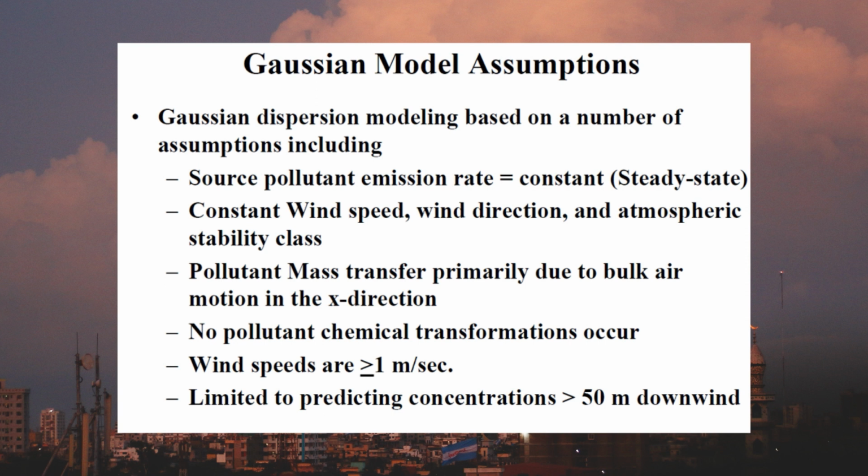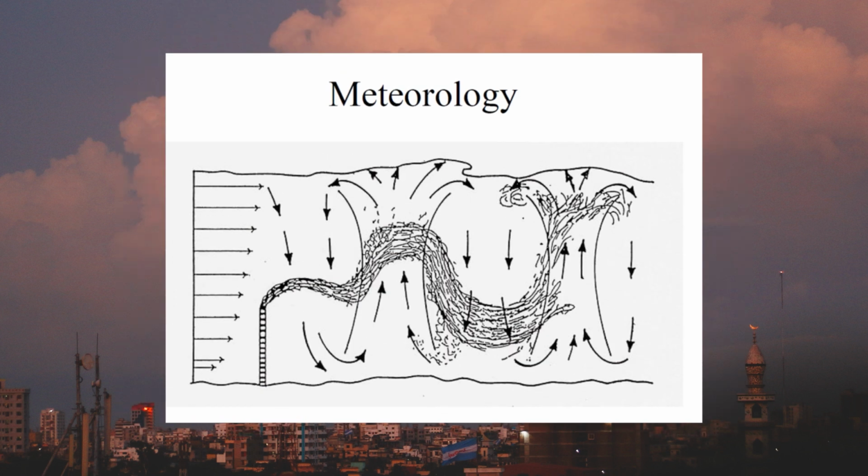And no pollutant chemical transformation occurs, that is, pollutant A and B don't react with each other and form another chemical, and it takes everything as remaining constant. And so all these conditions, like the stability at one point is different and atmospheric stability at another point is different, the Gaussian plume model at times does not take into account.